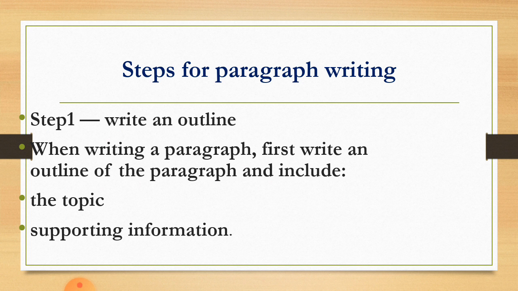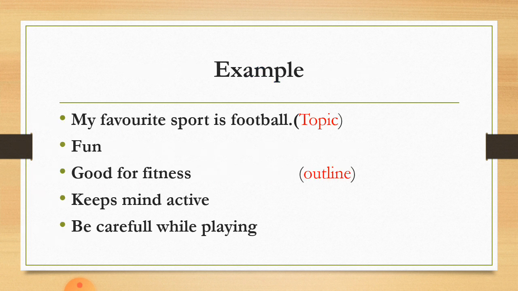Step 1. Write an outline. When writing a paragraph, first write an outline of the paragraph and include the topic and the supporting information. So, here we have an example of step 1. Our topic is my favorite sport is football.